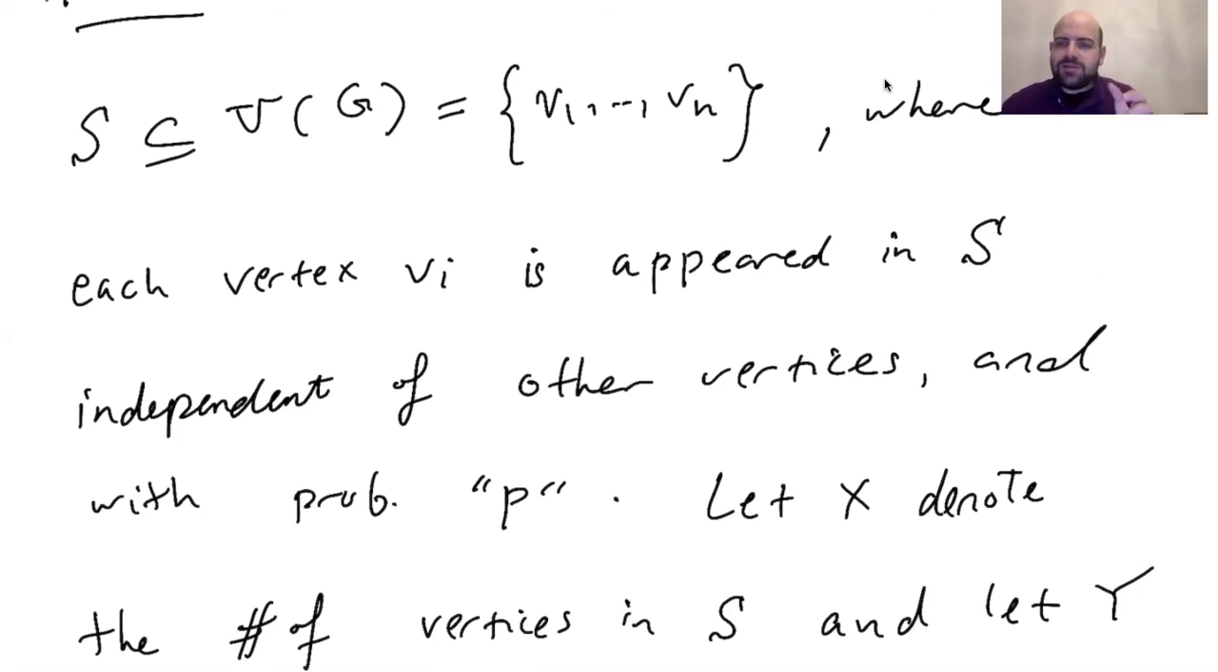The first random trial is whether the first vertex V1 appears in S or not. It has two possibilities, success and failure. Success means the vertex appears, which happens with probability P. Failure means the vertex does not appear in S, which happens with probability 1 minus P. Second trial, whether V2 appears, again with probability of success P and probability of failure 1 minus P, and all the way to the last vertex Vn.